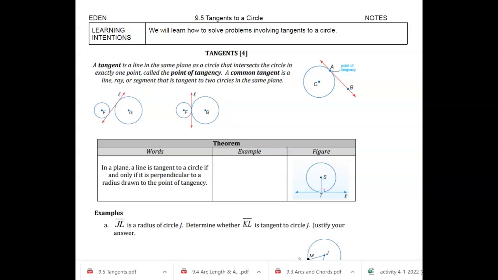Right, so section 9.5 is about different tangents to a circle and theorems and properties. First, let's go over what a tangent to a circle means. This is not the same as the trig ratio, okay?